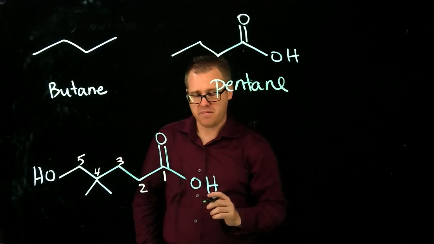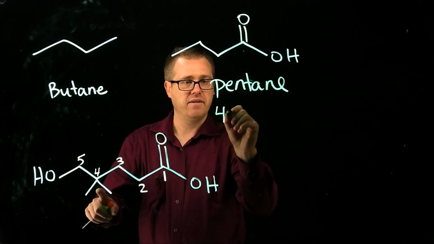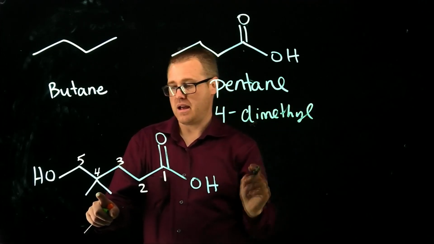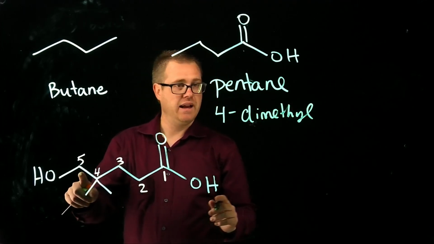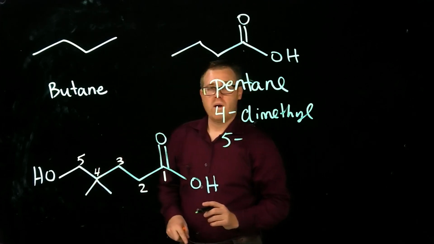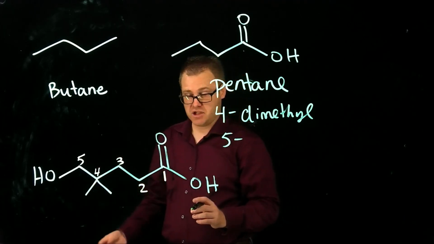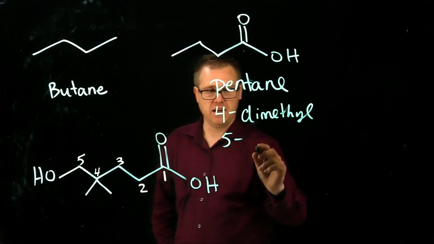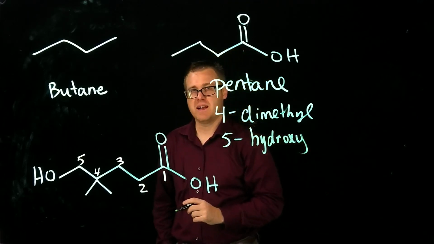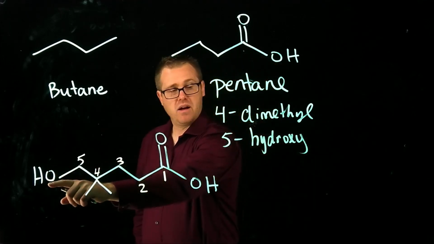There's a parent chain. And now we have to number and find the substituents. Well, we have 2 methyls at carbon 4. And we have an alcohol at carbon 5. When the alcohol is considered a substituent, we call it a hydroxy. We don't call it an alcohol. So that is a hydroxy group.